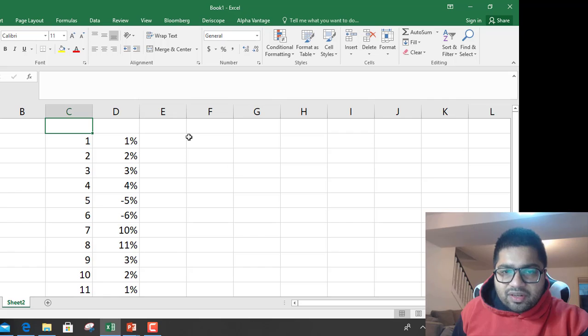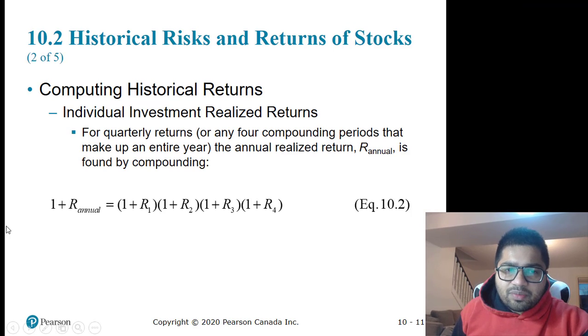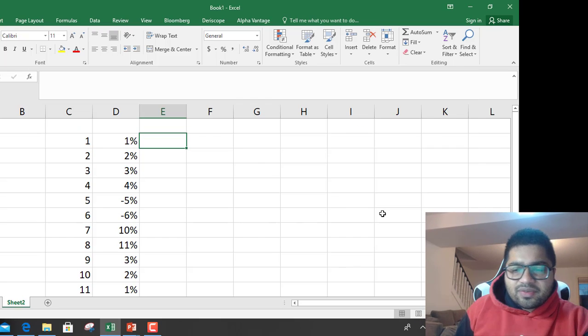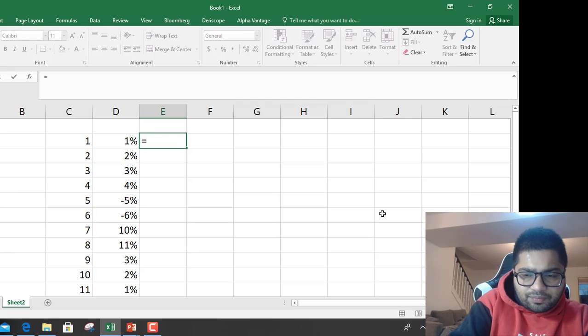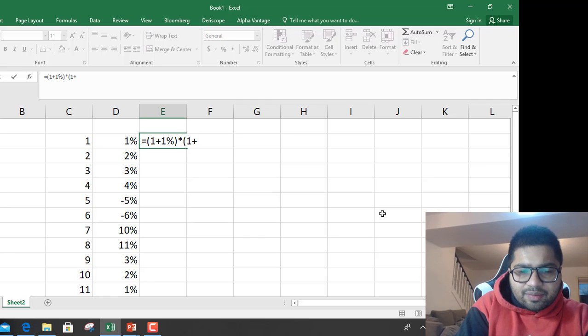So how do you find the annual return? The annual return can be found by using this formula: 1 plus annual return equals 1 plus the corresponding monthly returns, quarterly returns, or whatever is given. So let's say we are finding out monthly returns. How to do that? The formula is 1 plus the first month's return, so 1%, multiplied by 1 plus the second month's return, 2%, multiplied by 1 plus the third month's return, 3%.